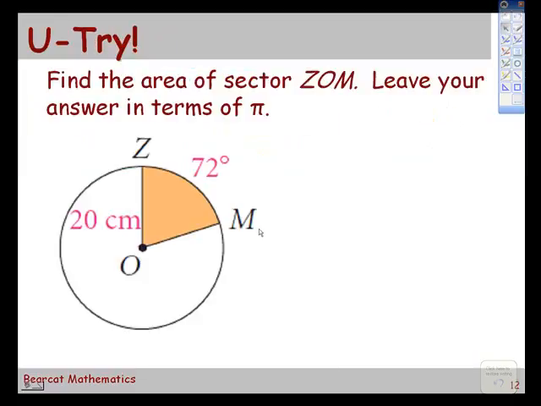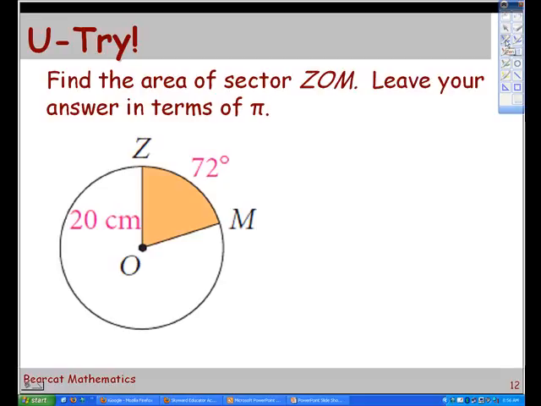Find the area of sector ZOM. Leave your answer in terms of pi. So let's find the area of this thing. Area equals what? How do we do that?